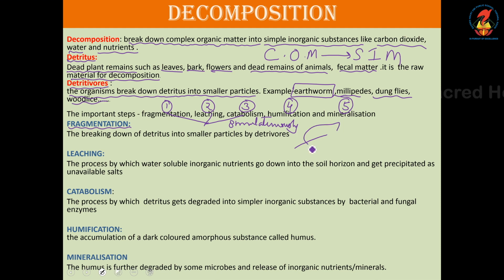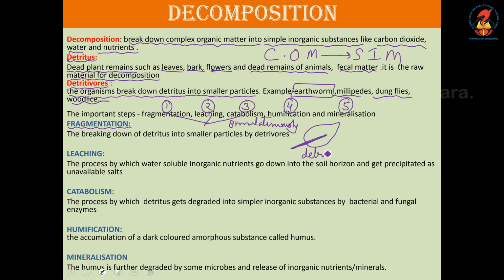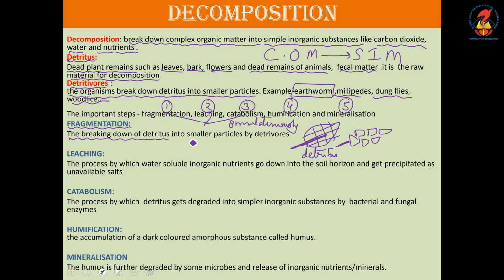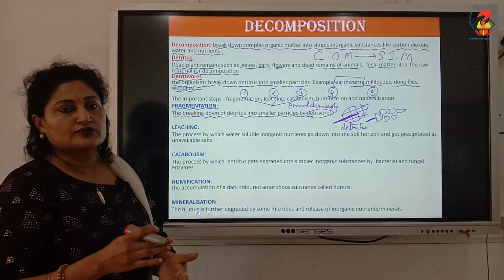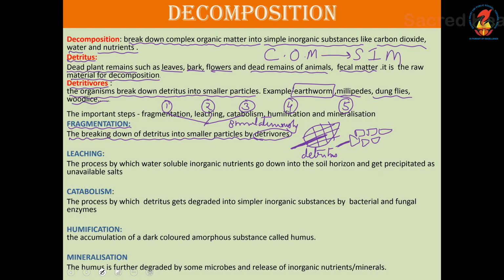So, fragmentation. If I put this as a leaf that has fallen from the plant, not a leaf that is attached or intact to the plant, it should be fallen, it should be a dead part. This is a detritus. Now, this is broken down into fragments. See, if I break it, you can see different fragments. And this is done by the detrivo. So, that is called fragmentation. Very simple, the breaking down of the detritus into smaller particles by the detrivo, like the earthworm. It is just broken down into pieces. That is called fragmentation.